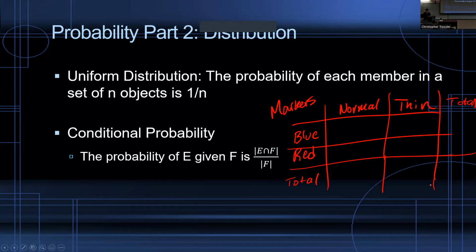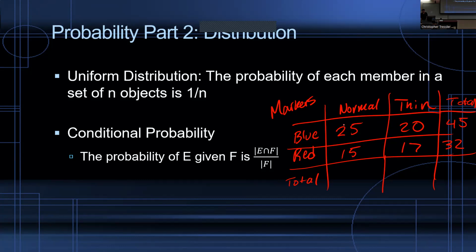So let's say we have 25 normal blues. We have 20 thin blues. Now this would give us 45 total blues, right? And let's say we have 15 normal reds and 17 thin reds, right? And this would give us a total of 32 reds.